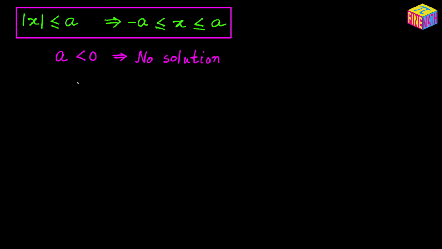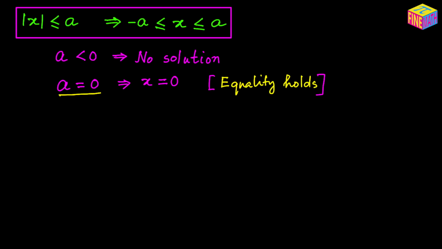And then what about a equals 0? If a is equal to 0, then x will also be equal to 0, and that's for the equality. That is when the equality holds, that modulus of x will be equal to a when a is equal to 0, and in that case x also must be equal to 0. So I can say equality holds right here, when a is equal to 0. And then the only other situation is a greater than 0. So when a is greater than 0, that means a is a positive number.